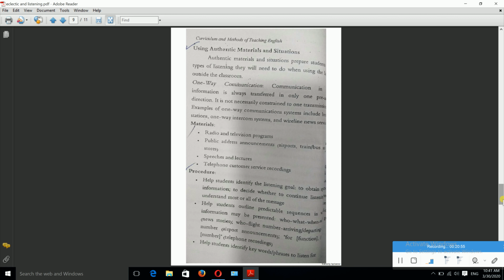Materials: radio and television programs, public address announcements, airport, train, and bus stations, stores, speeches and lectures, telephone customer service recordings. Procedure: help students identify the listening goal, to obtain specific information, to decide whether to continue listening, or to understand most or all of the message. Help students outline predictable sequences in which information may be presented. Who, what, when, where for news stories; who, flight number, arriving, departing, gate number for airport announcements. Help students identify keywords and phrases to listen for.